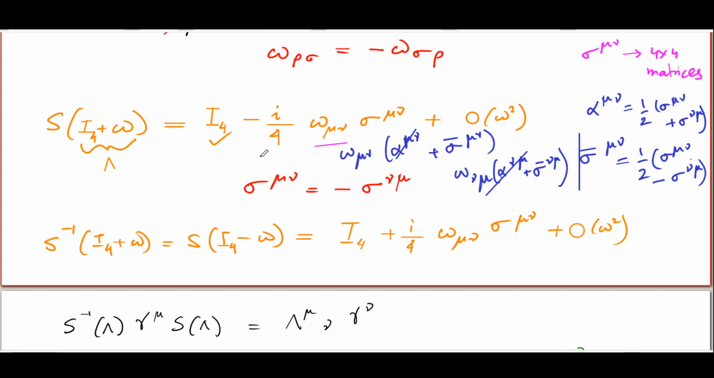So what we have are 6 independent 4x4 matrices sigma mu nu's. Sigma 00, sigma 11, etc. must vanish, and sigma 01 would tell you what sigma 10 is, and so on.